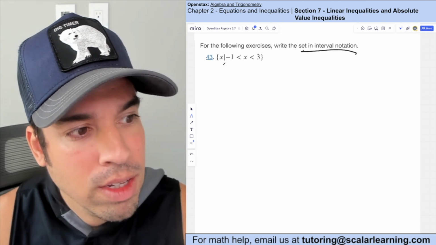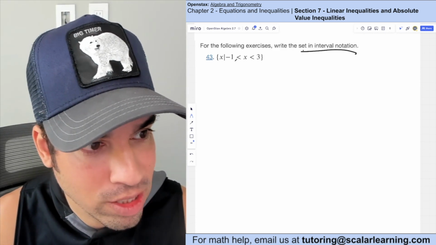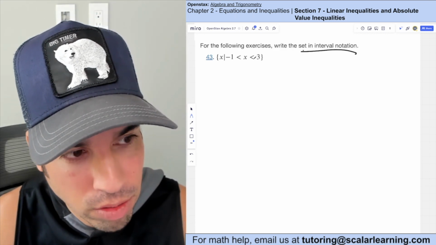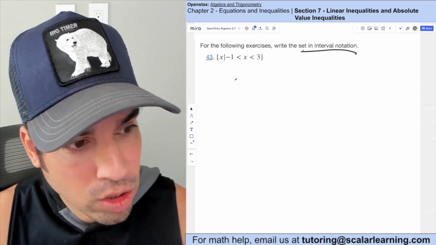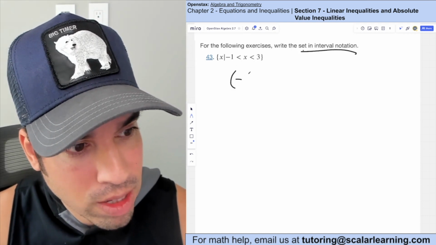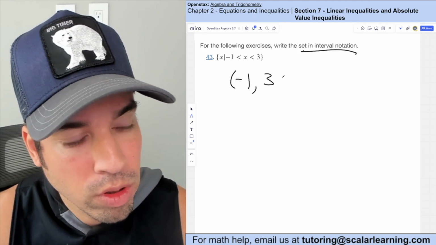For the following exercises, write the set in interval notation. So check this out. This is just a different notation. They're saying that the legitimate values of x, the solution set, is everything from -1 to 3. So it's a compound inequality. It's an and situation, which means we can quickly translate that.